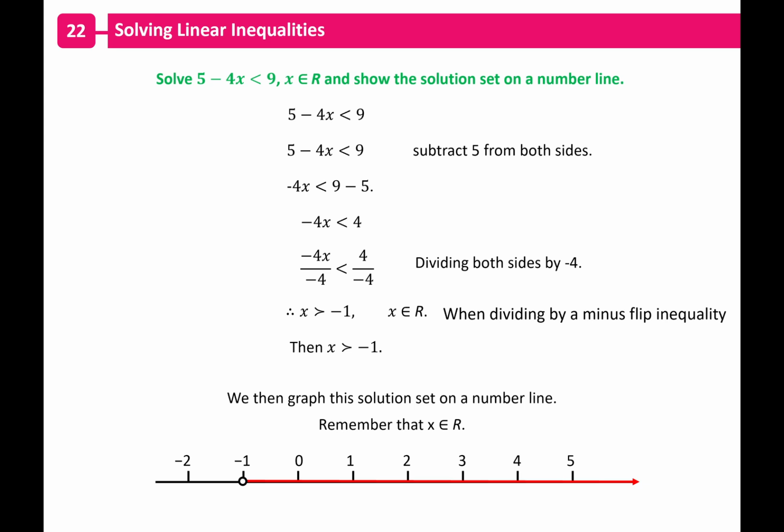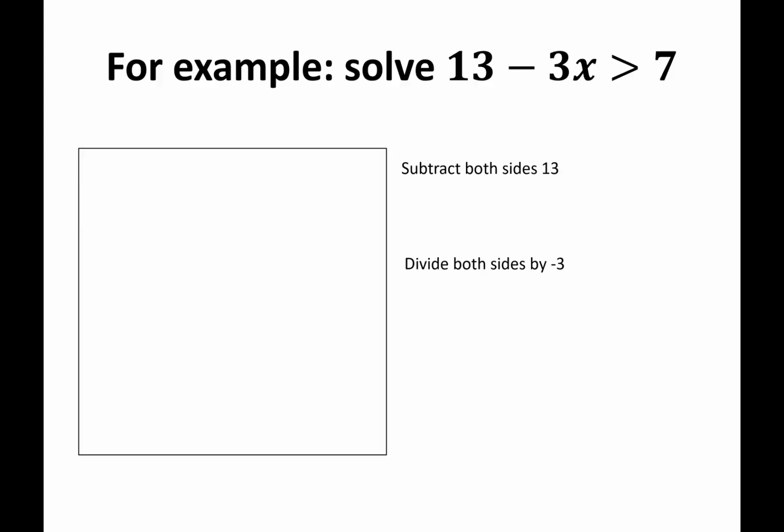Okay, please pause and take down this example. Let's try another one. Solve 13 minus 3x is greater than 7. So again, we want the x's on the left-hand side of the equation, and I want my numbers on the right-hand side. To move terms across our inequality, you do the opposite. And don't forget, at the end, if you're dividing by a negative, you must flip your inequality.